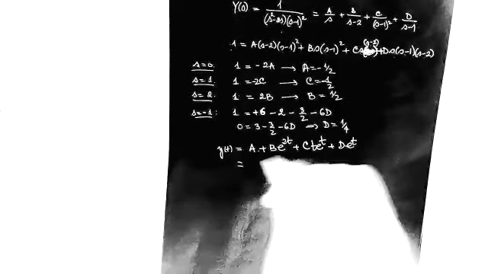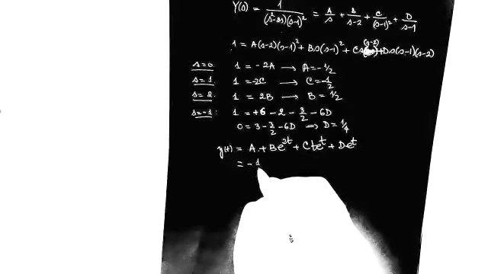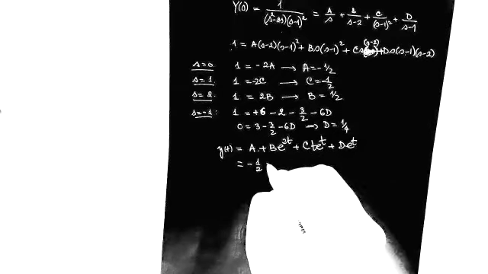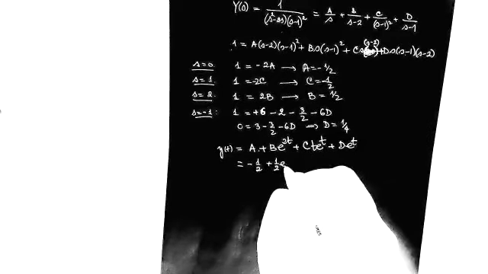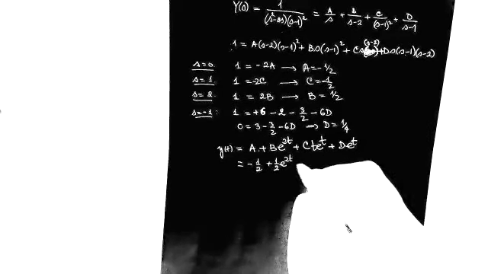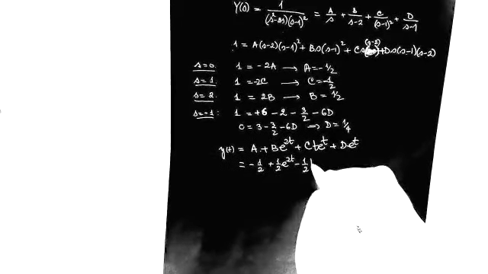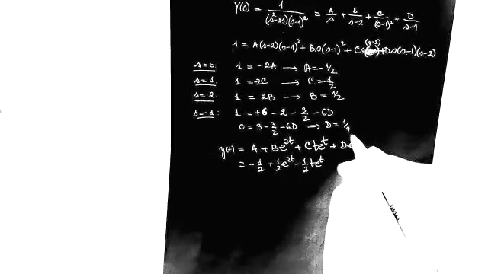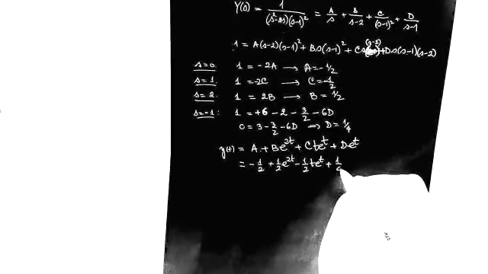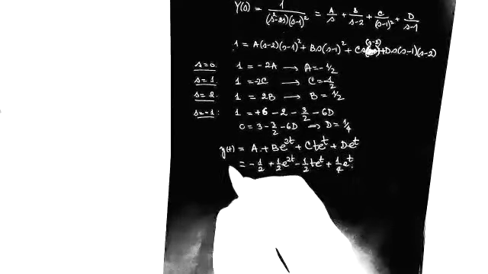And now if I have them, I plug them in: the -1/2 plus 1/2 e to the 2t minus 1/2 t e to the t plus 1/4 e to the t. So that's the answer.